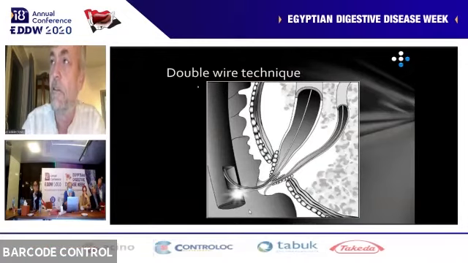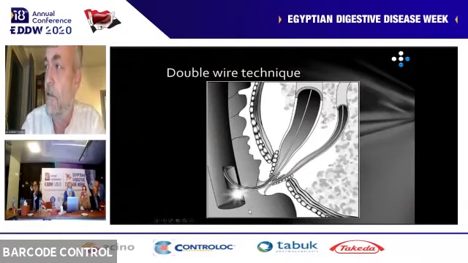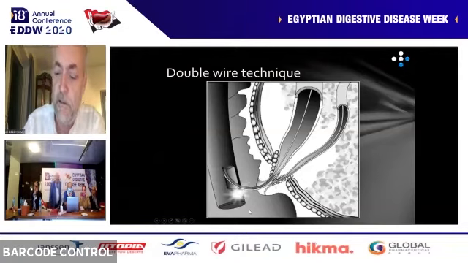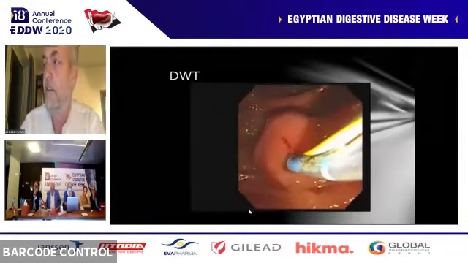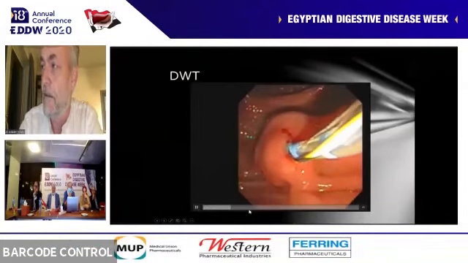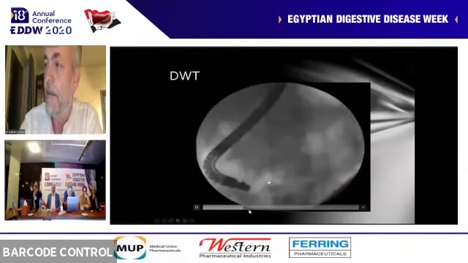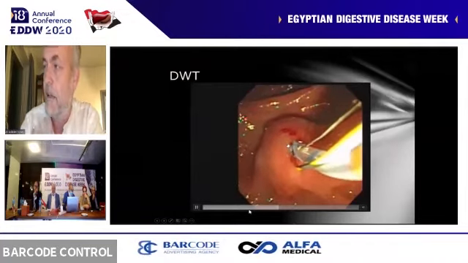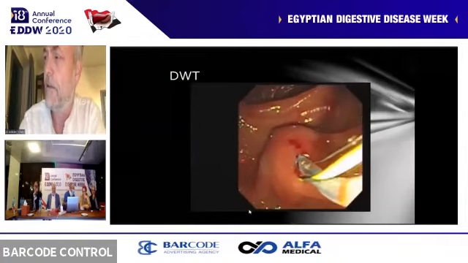So the idea of the double wire technique is if you get a wire into the pancreatic duct, then that wire will somehow stabilize the anatomy of the papilla, and it may help you go alongside with your catheter to access the bile duct. So this is an example of that. So this wire goes into the pancreatic duct, and then you go alongside it with another wire and try to angulate yourself upwards. And at least in my experience, surprisingly often, this works.